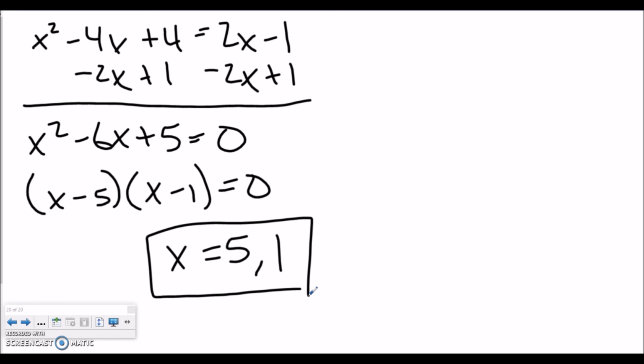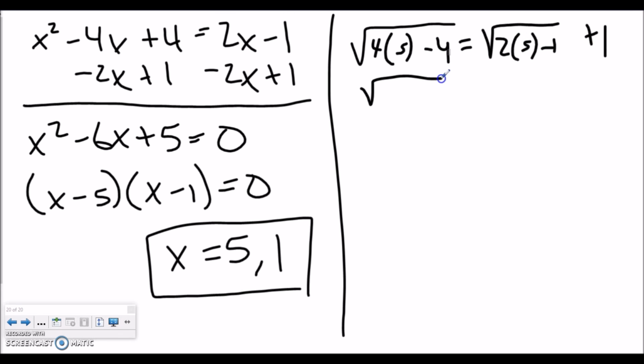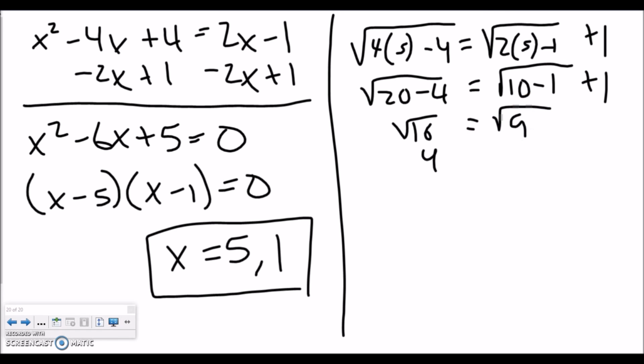Now that we're done with that, we have to test. I know, long problem. You will not have many like this, but we do need to know how to do them. Let's test the 5 first. The square root of 4 times 5 minus 4 equals the square root of 2 times 5 minus 1, plus 1. So that's saying the square root of 20 minus 4, which is the square root of 16, which is 4. And on the right side, that's the square root of 10 minus 1, plus 1, square root of 9 plus 1, 3 plus 1. Oh yeah, those equal.